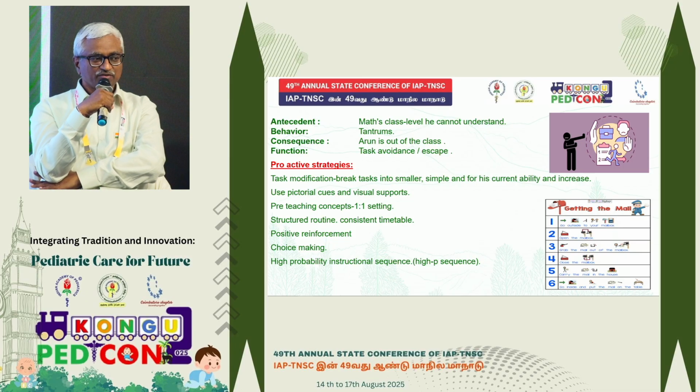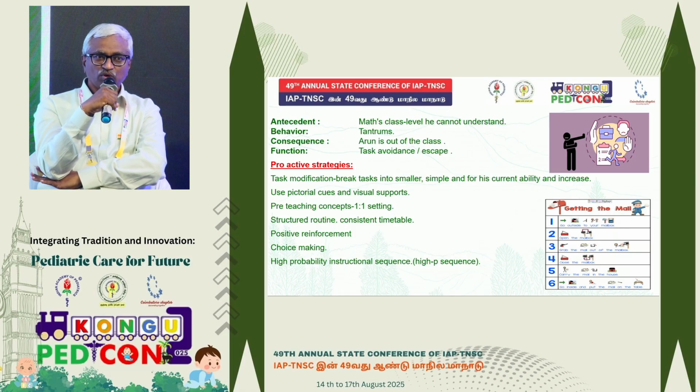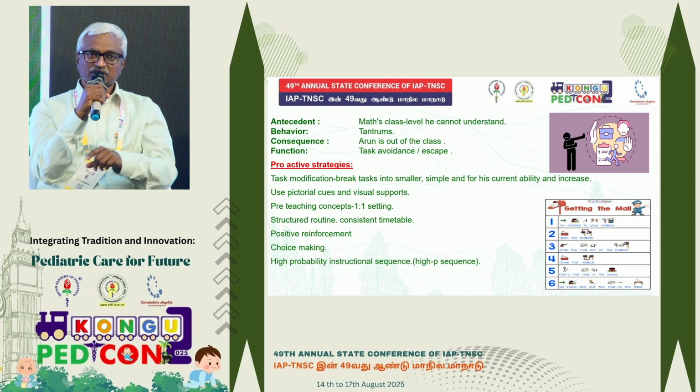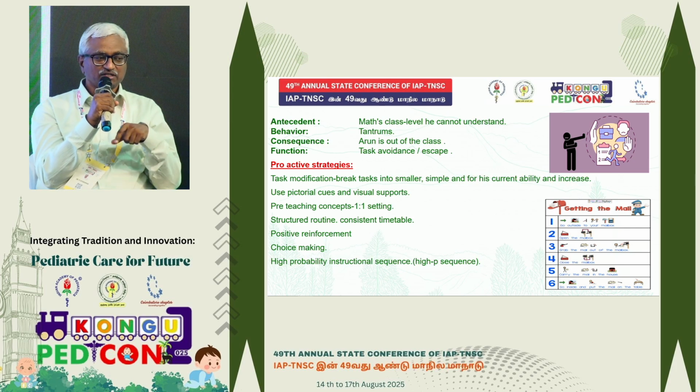So what are the proactive strategies we are going to use, or antecedent-based activities? Task modification. You can break up the task into smaller tasks, which are simpler and at the level of his capability, and then gradually increase it. We can always use pictorial cues for them. So we have a picture there, and we can tell them this is how it starts. Because we have autistic children who have more of visual learning, you can have visual supports for them. The teaching can be on a one-to-one basis. You can follow a structured routine, because all of them prefer a structured routine.